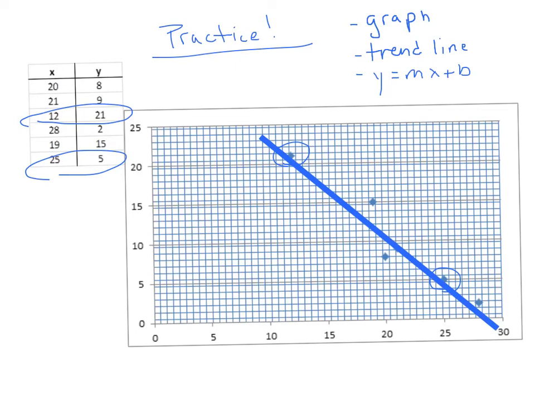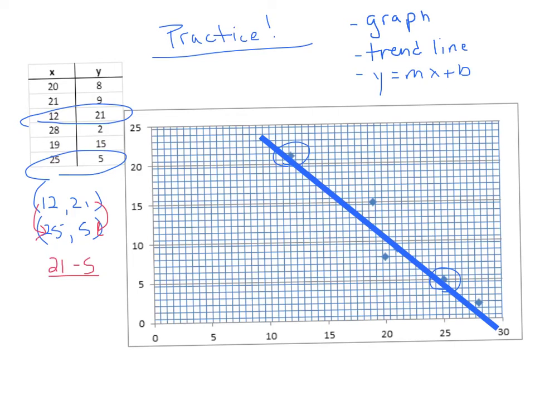That's okay. So when we grade, I'm going to grade each one individually. And it may not be this exact one, but it'll be close. So we have 2 points, (12, 21) and (25, 5). So we need to find the slope first. We'll find the change in the y's, and then we'll divide by the change in the x's.